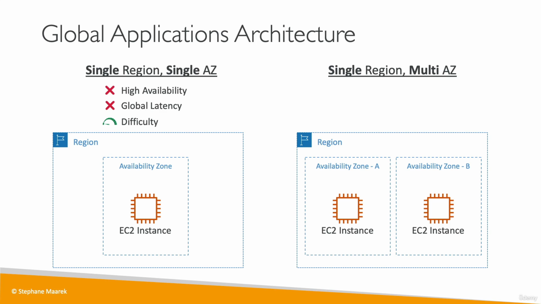Next, we have a single region multi-AZ. So here we have two AZs within one region. So we do have high availability, but we do not have improvements for global latency. So again, the AZs are close to each other. And so if we take a point in the world that's far away from my AZs, then we're going to have high latency. And the difficulty is a little bit increased, but not that much.